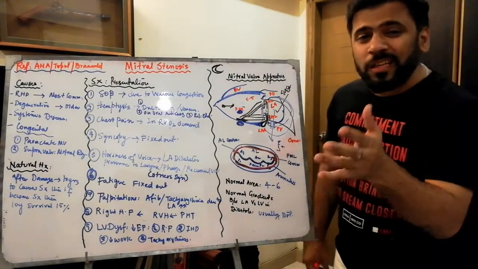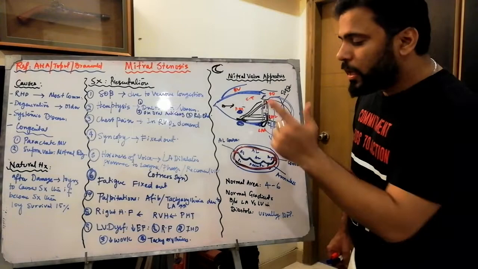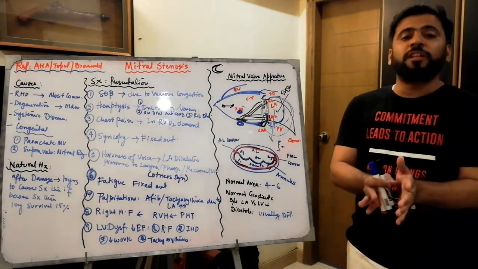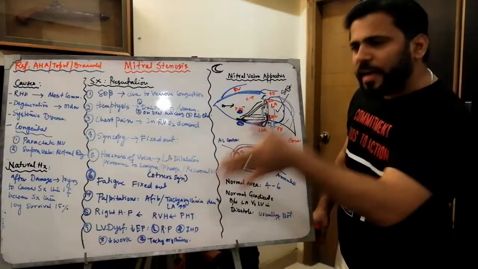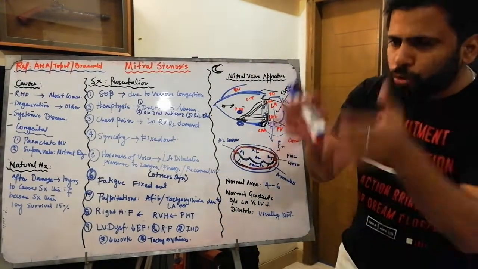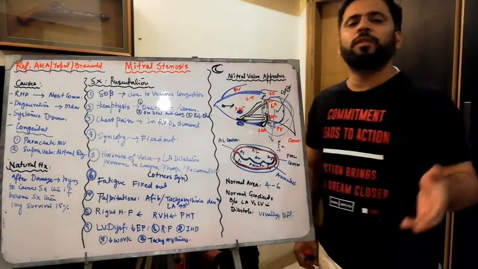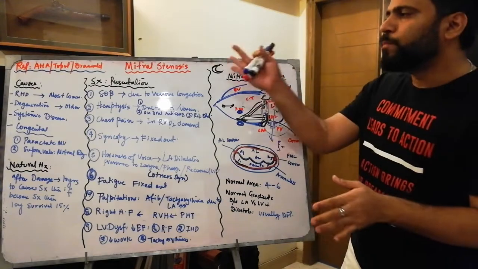So what are the causes of LV dysfunction in mitral stenosis? It is the most asked question. Number one is rheumatic fever. If your patient has pancarditis, myocarditis, valvulitis and pericarditis, or myocarditis secondary to rheumatic fever, your patient may present with a low ejection fraction as well as mitral stenosis.